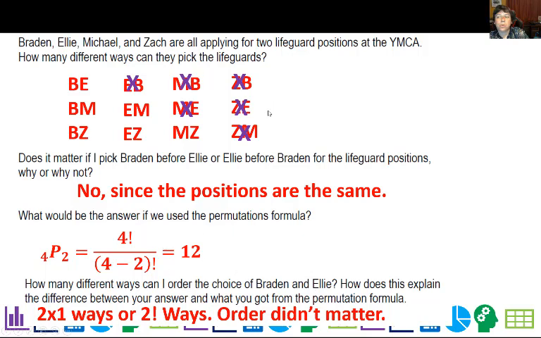Permutations gives us an order-matters answer. It gives us all 12 of these. But we're getting into combinations where we're like, oh, Braden and Ellie is the same as Ellie and Braden. So that's what we want to do. If we divide out by that 2 factorial, that fixes it and gives us the right answer.